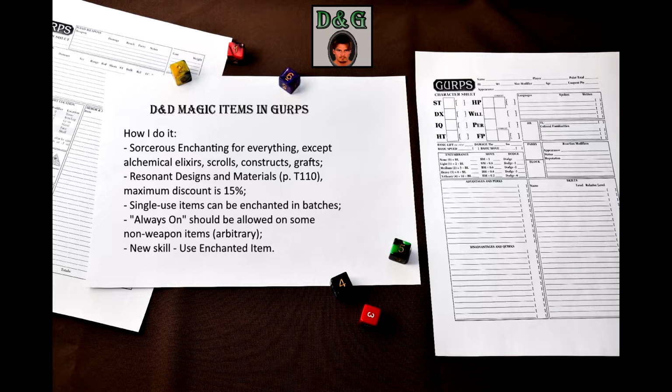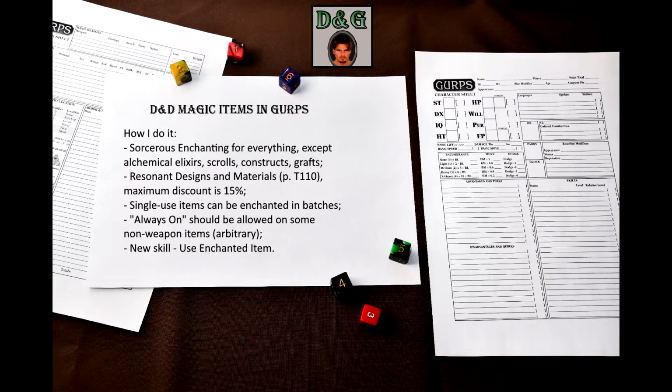So this is how I do things. I use Sorcerer's Enchanting for everything except alchemical elixirs, scrolls, constructs, and grafts. The latter two are an entirely different matter that still are somewhat based on Sorcerer's Enchanting. Alchemical elixirs and scrolls are based on Metatronic generators. I will discuss them in separate videos. I also have some additional suggestions.